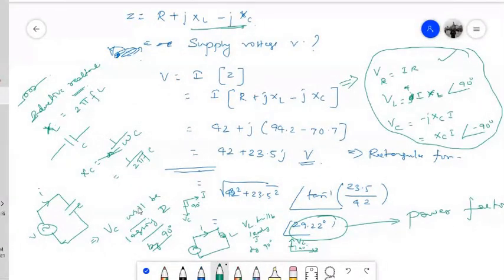Now we need to show this mathematically. Of course, I can show it mathematically if I write this XC in this form, that is 1 by j omega C. Now multiplying and dividing by j, you get minus j, because j into j will be minus 1, minus j divided by 2 pi f into C. This is nothing but minus j into XC.